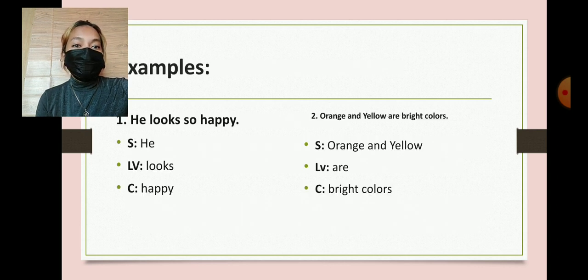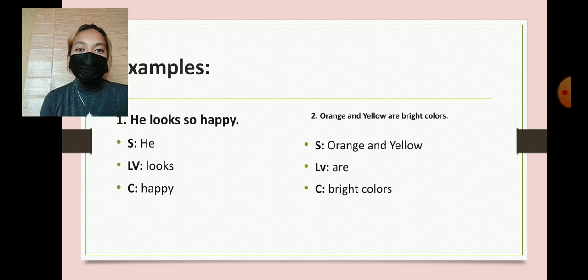So we have here an example. Example number 1 is, he looks so happy. So obviously the subject is he, the linking verb is looks, and the complement is happy. And for the second example, we have, orange and yellow are bright colors. So the subject is orange and yellow. The linking verb is are, because we have 2 subjects, and the complement is bright colors because orange and yellow are obviously colors.